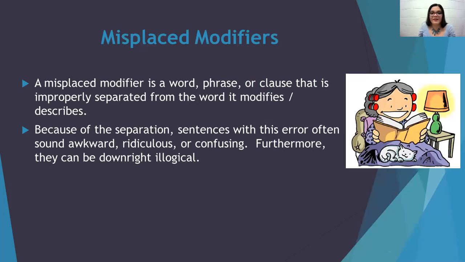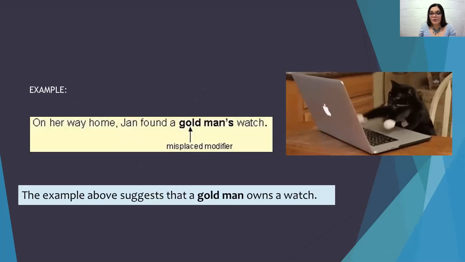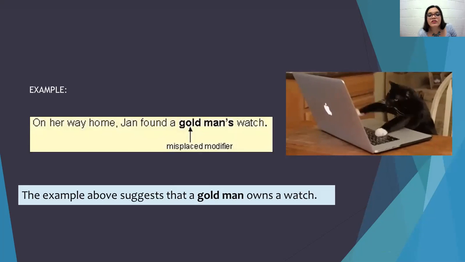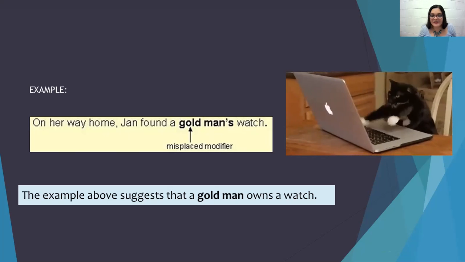A misplaced modifier, as I told you two times already, is a word, phrase, or clause that is improperly separated from the word it modifies or describes. Because of this separation, sentences with this error often sound awkward, ridiculous, or confusing. Furthermore, they can be downright illogical. Example of this: On her way home, Jan found a gold man's watch. The example above suggests that a gold man owns a watch. The man is made of gold, or the watch.